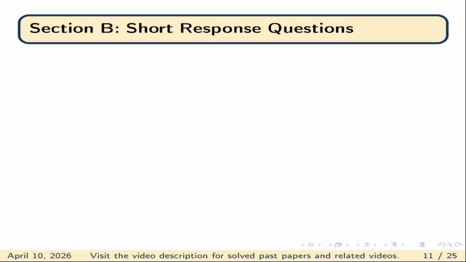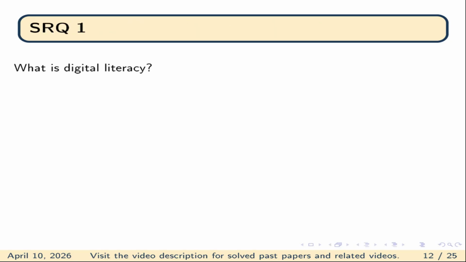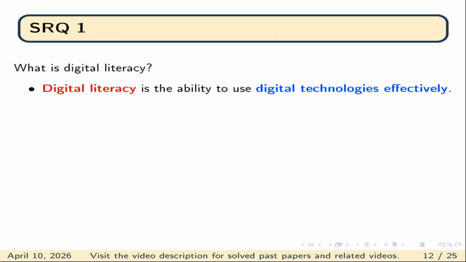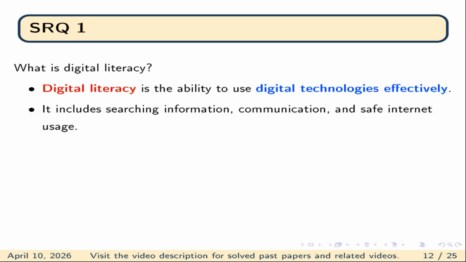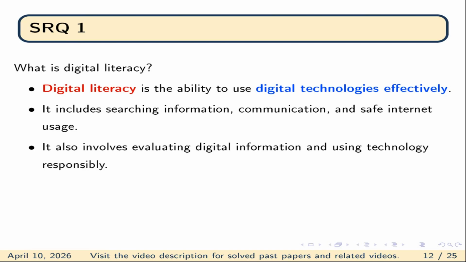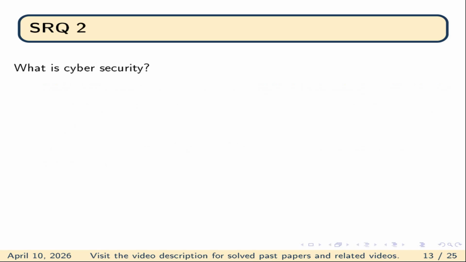Short response questions, that is section B. What is digital literacy? Digital literacy is the ability to use digital technologies effectively. It includes searching information, communication, and safe internet use. It also involves evaluating digital information and using technology responsibly.